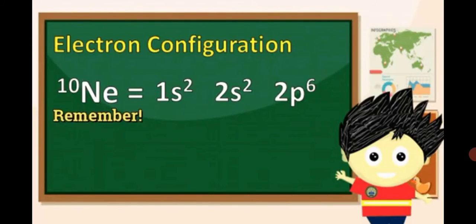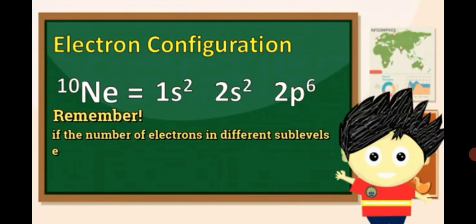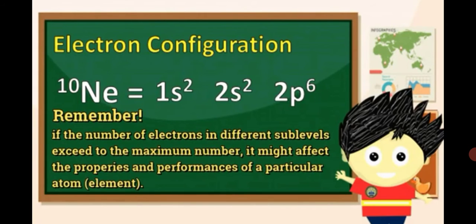Ganon din sa mga sub-levels. Kapag sumobra ang bilang ng electron sa sub-level ng ilang element, maaari itong magkaroon ng problema in terms of interaction with other elements.